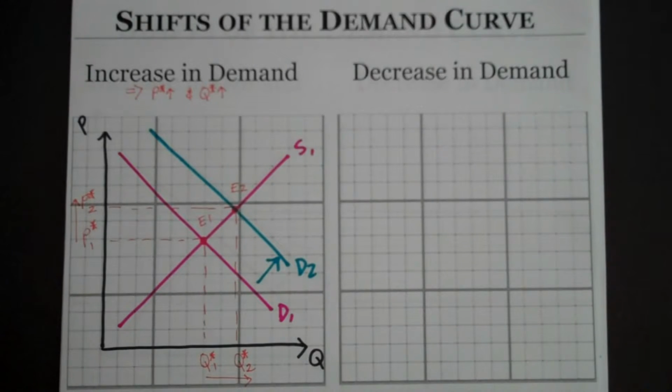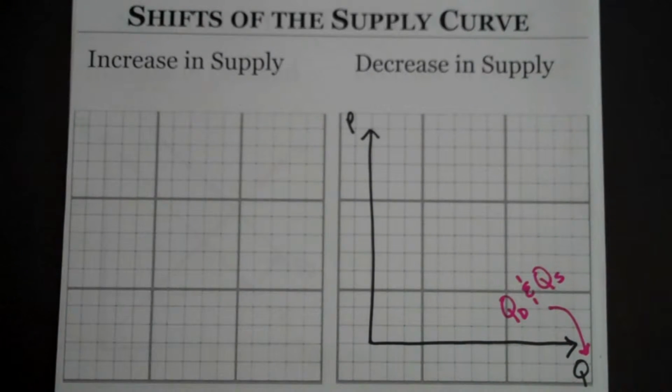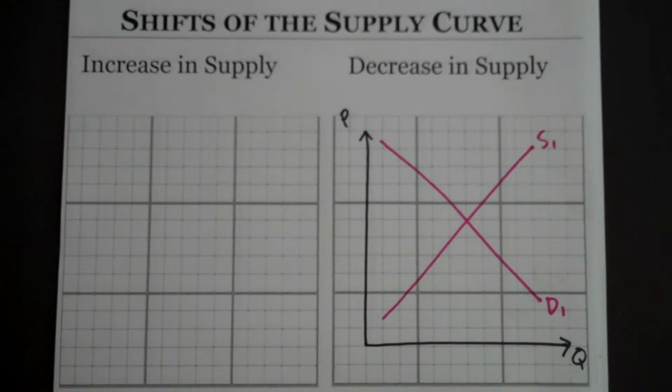Let's do a supply curve shift. Again, our graph is going to start out in the same way. We have price on our y-axis and quantity on our x-axis. The quantity is both our quantity demanded as well as our quantity supplied. We're going to draw our standard demand and supply curves, downward sloping demand and upward sloping supply.